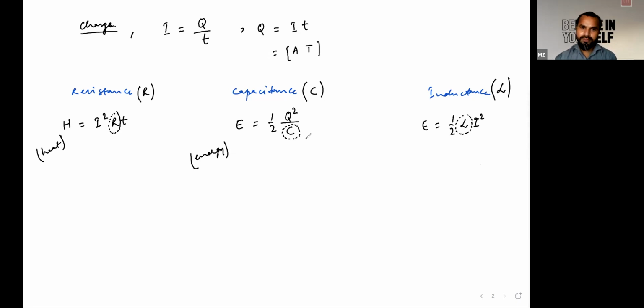And Abhinav, here we have Q squared. So the dimension of each term would be squared. Yes, sir.